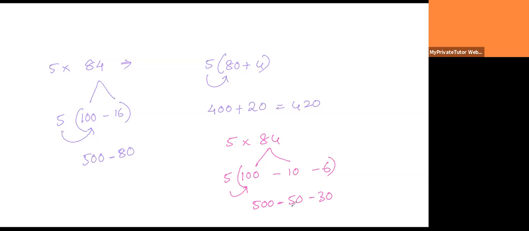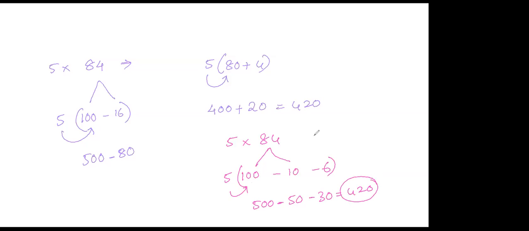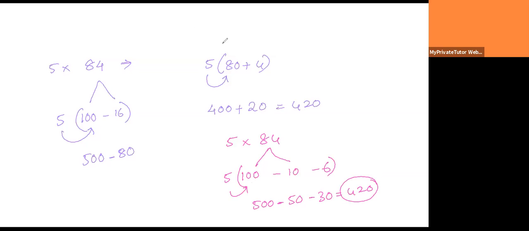Take away 50 of 500, we'll get 450. Take away 30, we'll get 420. Make sense? I hope so. Great. So this is about the distribution.